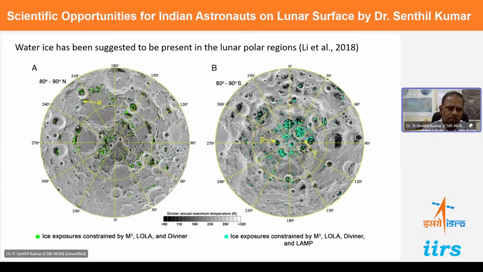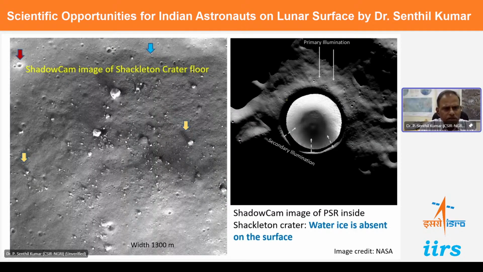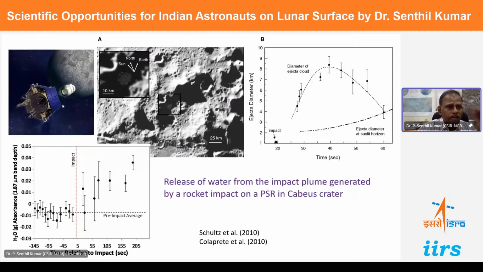And water ice is also present in the permanently shadowed regions of the moon. These are some of the permanently shadowed regions, which are close to the South Pole. If you look at them, you won't find ice on the surface. This is one example, an image taken by ShadowCam. They didn't find ice on the surface. But when one of the permanently shadowed regions was impacted by a rocket, it produced a plume, and that plume contained water. So this is how water ice in the permanently shadowed region was proved by impact experiments.